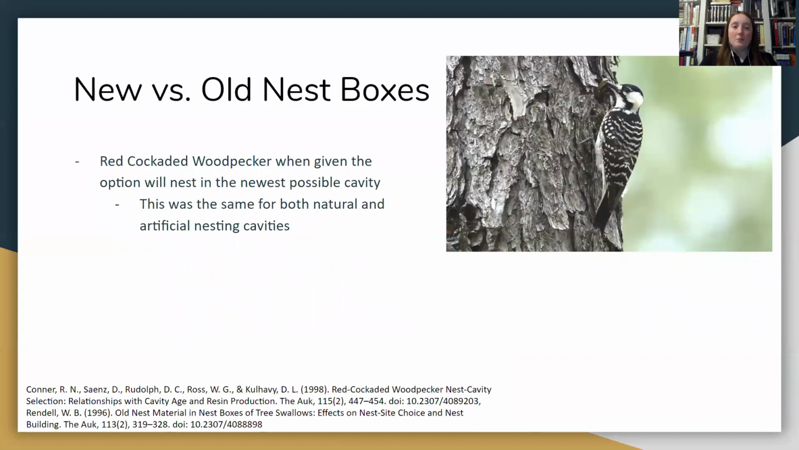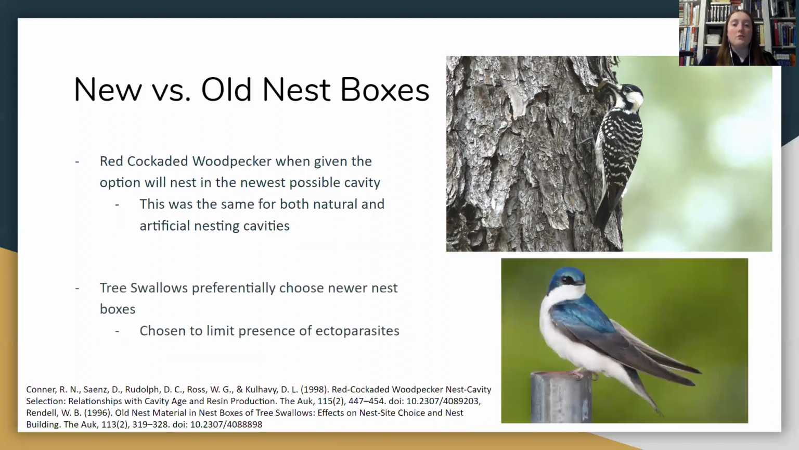So here are a few examples of birds preferentially choosing new boxes over old boxes. This first was an experiment done with red cockaded woodpeckers. The woodpeckers were presented with the option of new versus old natural cavities and then new versus old artificial cavities, and they found that when given the option, they will nest in the newest possible cavity regardless of natural or artificial.